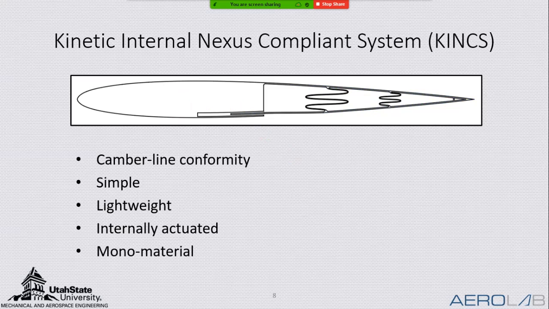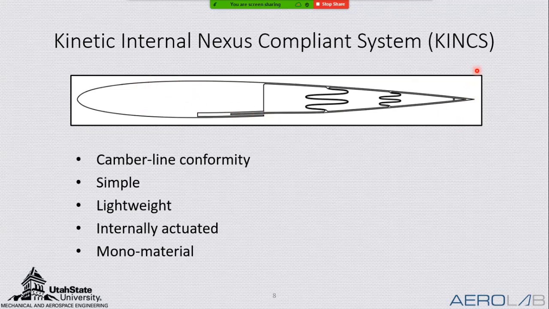The second design that I want to talk about today is the Kinetic Internal Nexus Compliance System, or KINX design. Once again, that's a mouthful, so I'll just call it the KINX design. This design shown here, outlined in black, is what would be 3D printed out of PLA. You'll notice it's 3D printed out of only one material. And so it's actuated similar to the ARCS design, a servo motor inside the leading edge. The servo arm extends down, it connects to this tongue via control rod, pushes and pulls, and deflects this wing up and down.